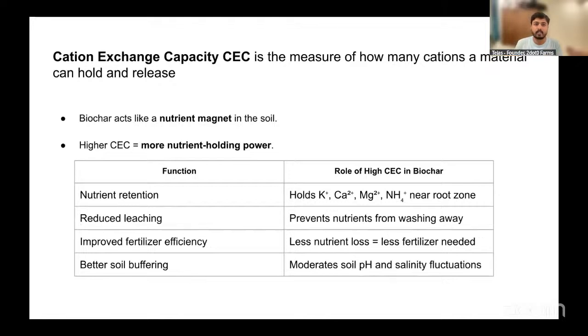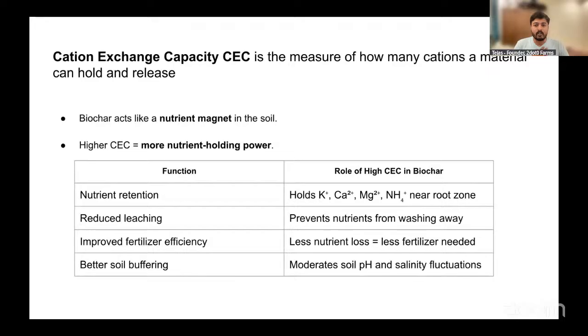So cation exchange capacity is a measure of how many cations a material can hold and release. Basically, it becomes like a magnet for all the nutrients in the soil, which means higher cation exchange capacity means more nutrient holding power. It's almost like having a sponge for nutrients in your soil.